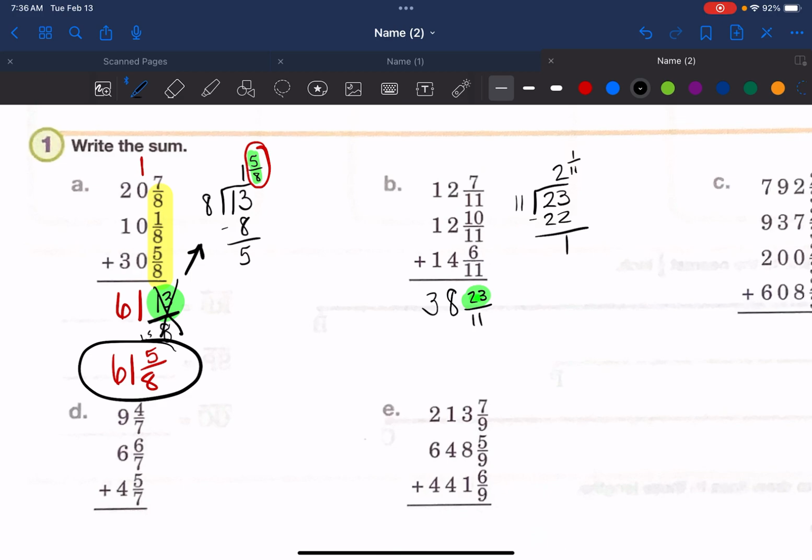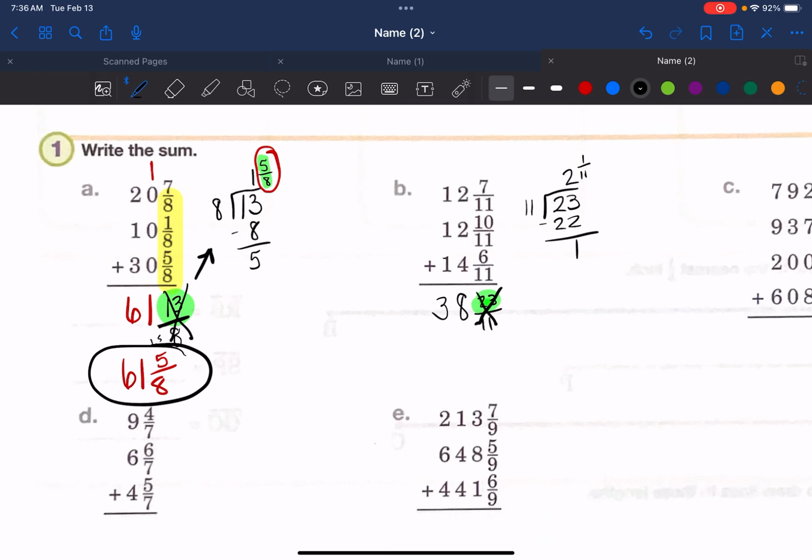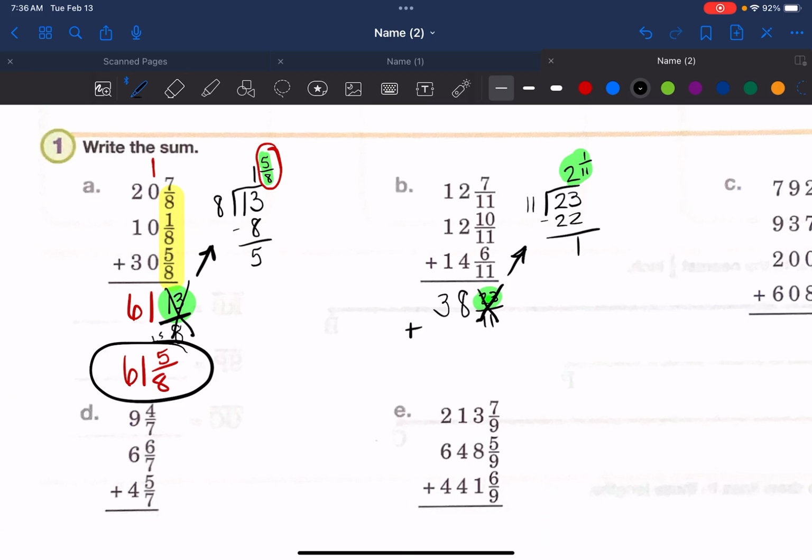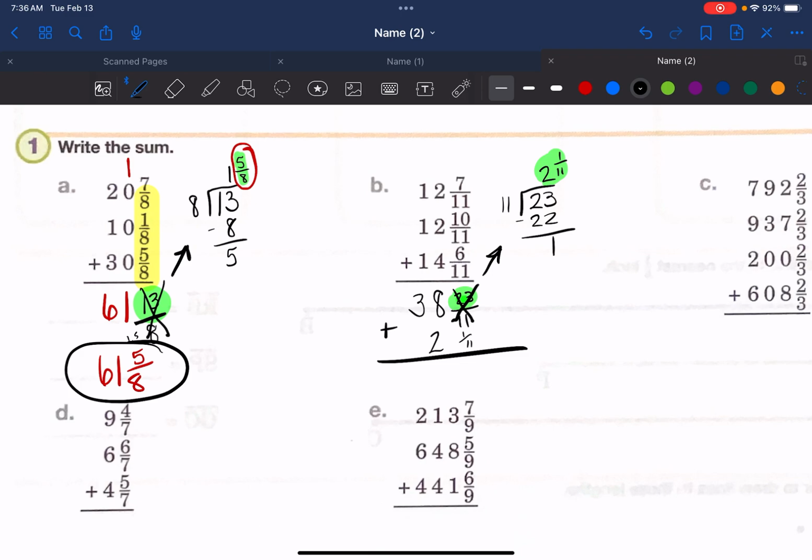So now, this 23/11 no longer exists because I converted it into 2 and 1/11. I need to take that 2, the whole number 2, and add it on, and 1/11. I'm adding my 2 and 1/11. So now I have 1/11 as my fraction. 8 plus 2 is 10, and 3 plus 1 is 4. So my new answer would be 40 and 1/11. And so I would circle it, 40 and 1/11.